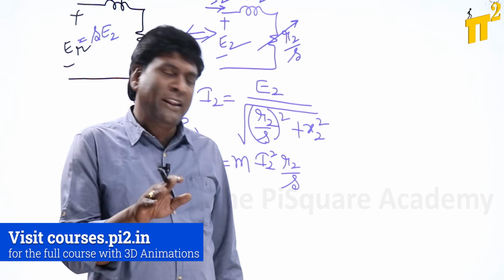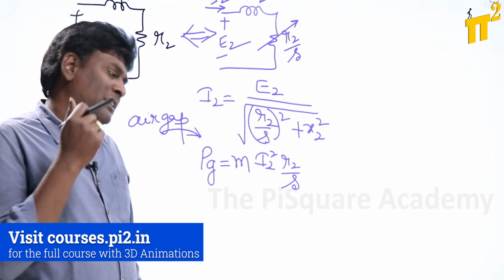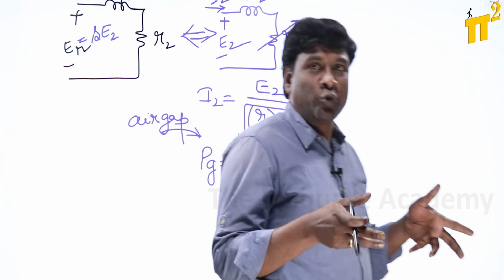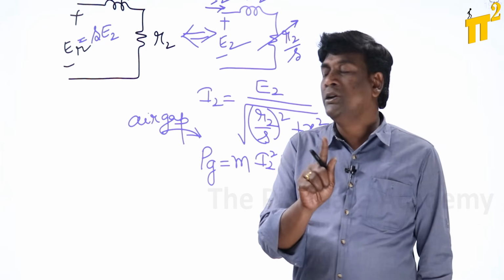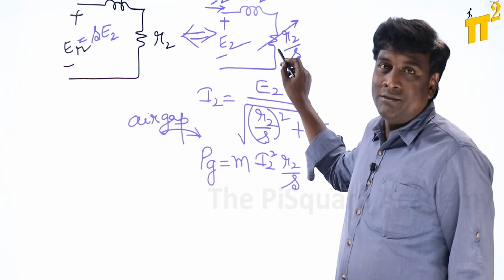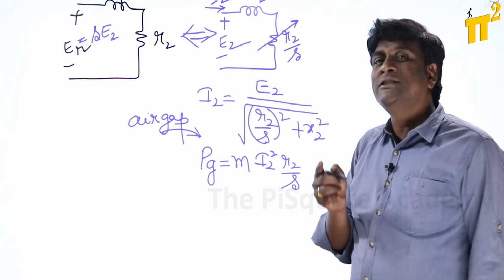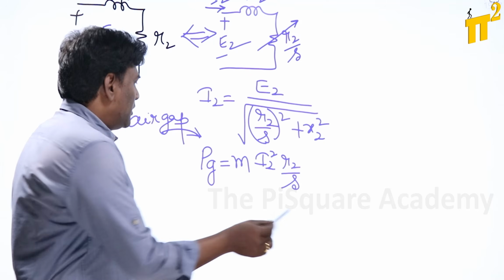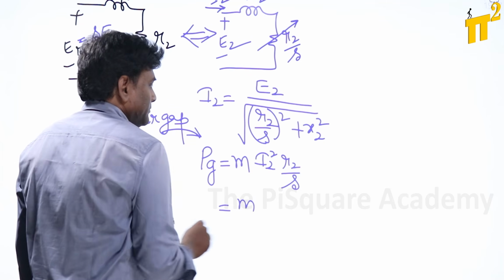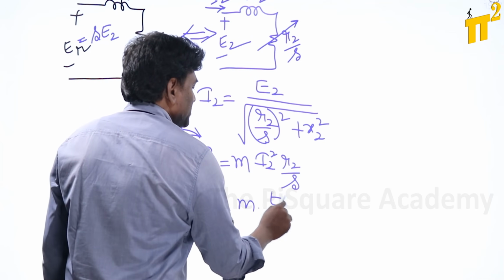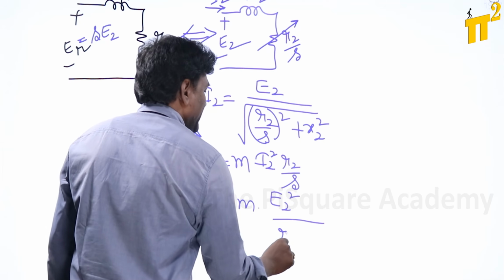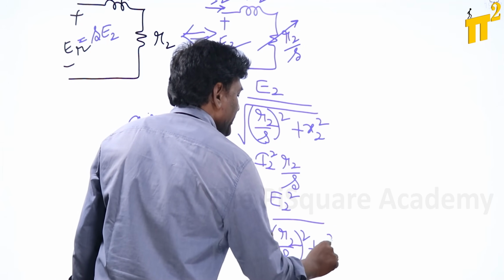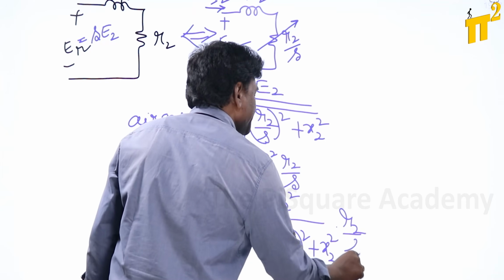So you may neglect core loss, you may neglect copper loss of the stator, you may neglect mechanical losses because the rotor has to rotate, but at any cost you should not neglect rotor copper losses, because rotor resistance should be there. Anyway, keep this point in mind, that's enough. Now this is going to be m into I2, which is how much? This is E2 squared by (R2 by S) squared plus X2 squared, into R2 by S.